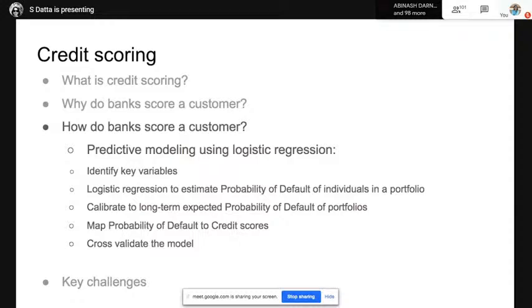So I think the credit scores also help when you get a credit score from the credit agencies.